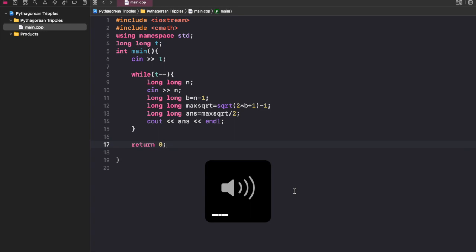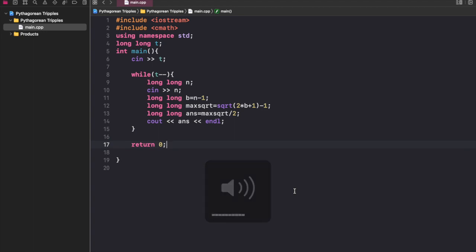I'm not actually going to type the code out line by line because we've already found the majority of our code in our solution, so I'm just going to explain it. First, let's take in the number of test cases, and for each test case, let's take in the value of n. And now the question becomes, how many triples can we find such that the three integers in the triple are less than or equal to n? First, remember we said b equal to n minus 1. Let's find the maximum value of b.